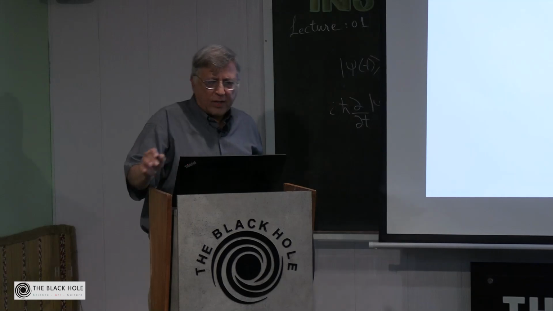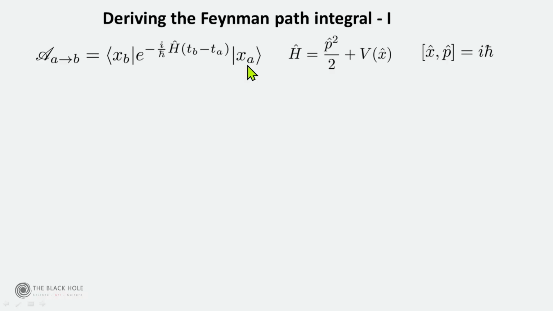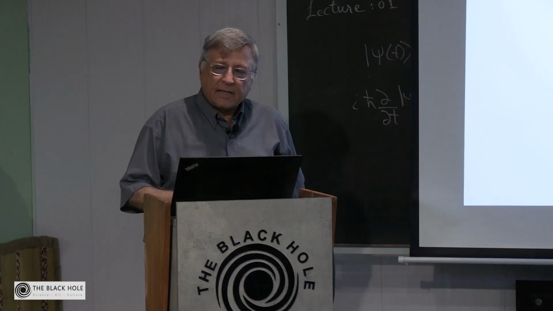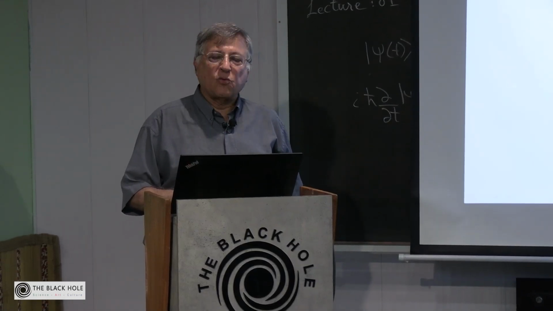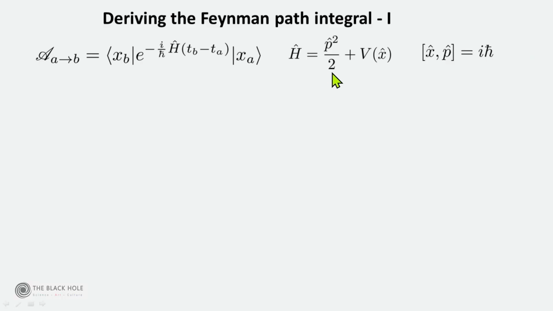So what we want is the amplitude to go from A to B, and the Hamiltonian is what takes us there. There's TB minus TA because this particle was at point XA at time TA, and now it has to go to point B at time TB. As I said, we're just going to do single particle quantum mechanics. And here's the kinetic energy.